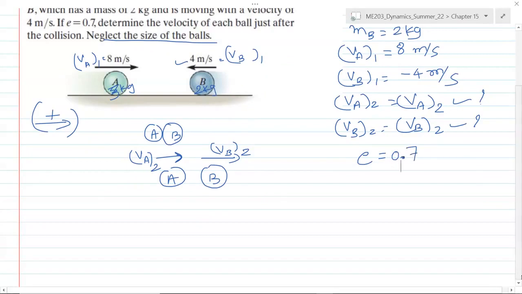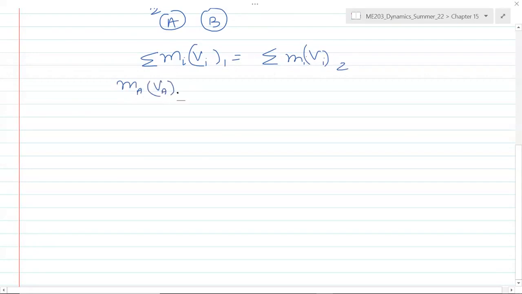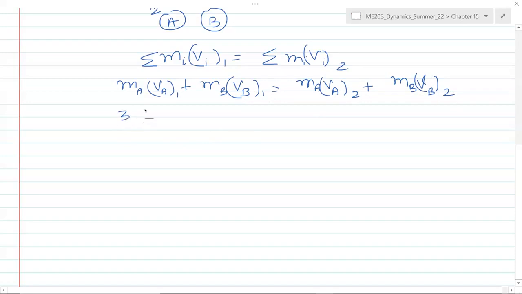Okay, so let's apply the solution. Step number 1 is to apply conservation of momentum, that is sigma mi vi1 is equal to sigma mi vi2. That means MAVA1 plus MBVB1 equals MAVA2 plus MBVB2. Now we can substitute known values here. So this is 3 times 8 plus 2 times minus 4 equals 3 times VA2 plus 2 times VB2. Now that's equation number 1.